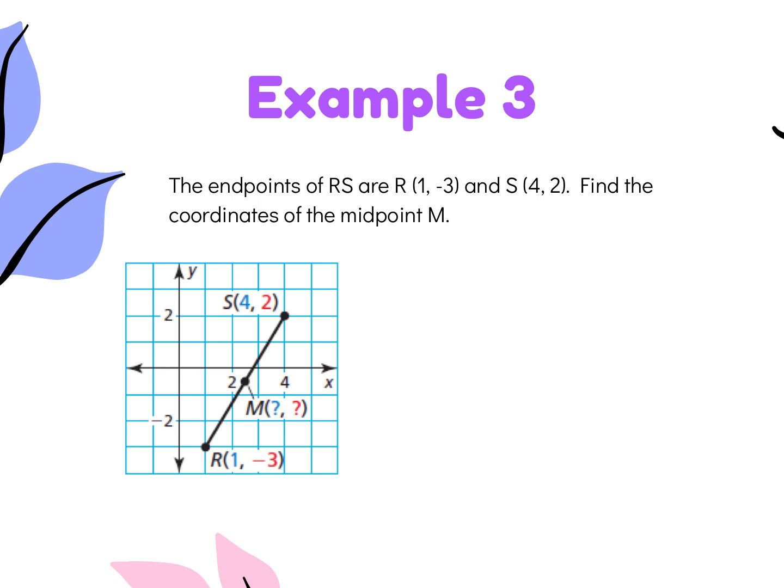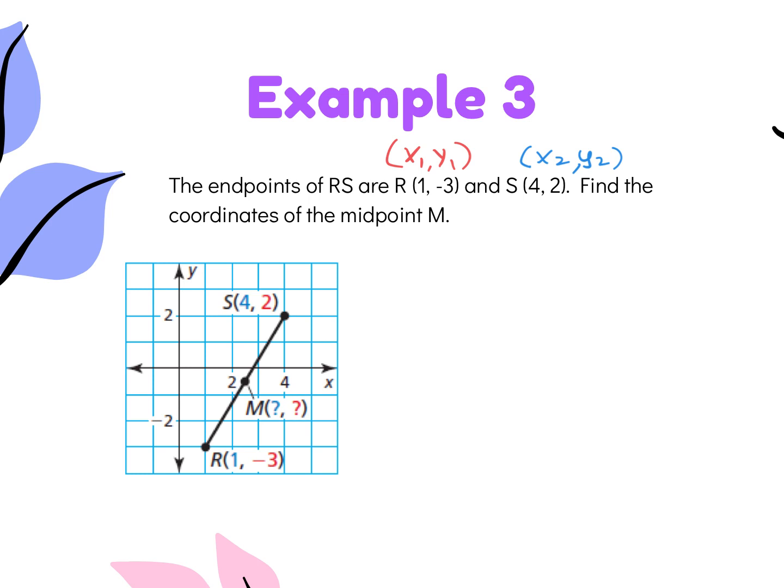Okay, so here is our example. It says the endpoints of RS are: the ordered pair for R is 1, -3, and S is 4, 2. Now, I'm going to go ahead and label with the x1, y1, and the x2, y2. So I'm going to say ordered pair R is going to be my ordered pair number 1. So I'm going to say that this is x1, y1. It doesn't matter which one you label as ordered pair 1 and which one is ordered pair number 2. Just makes it easier. Now, on the quiz, I'm not going to be giving you this picture. I'm only going to give you the sentence.